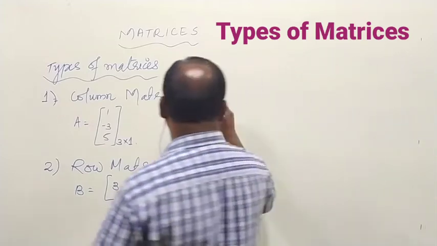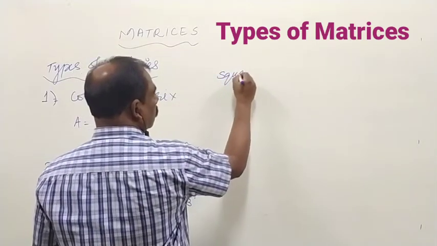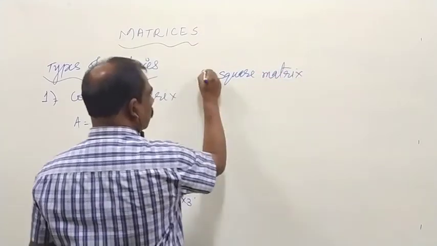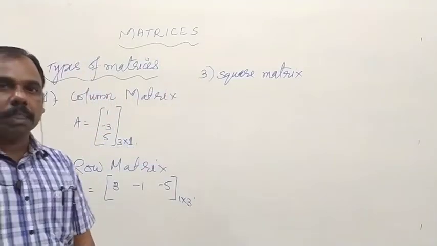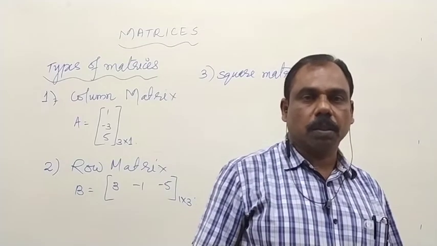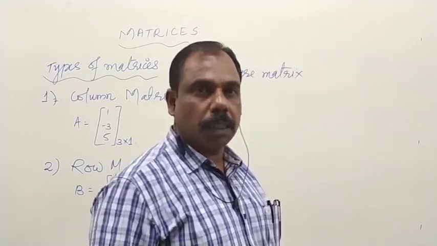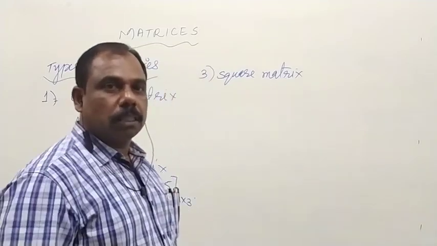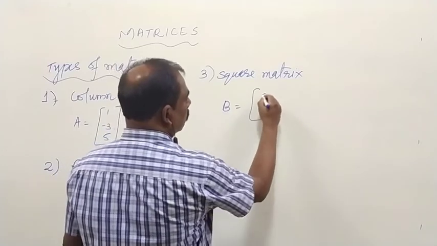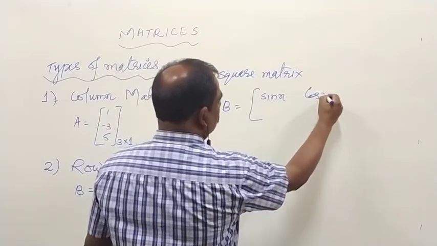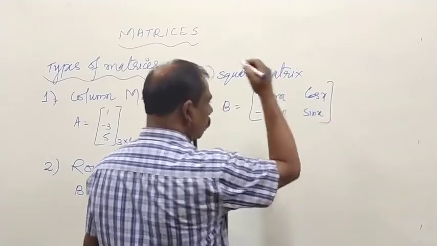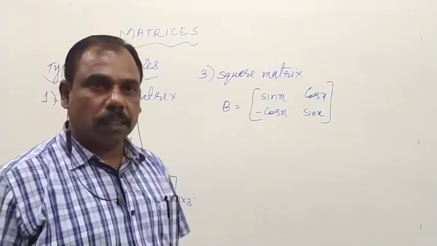Next, we go to a square matrix. What do you mean by a square matrix? The definition itself is very clear. That means the number of rows is equal to the number of columns in a matrix, and such a matrix we call a square matrix. For example, B is equal to matrix sin x, cos x, minus cos x, sin x. This matrix is taken with trigonometric functions.